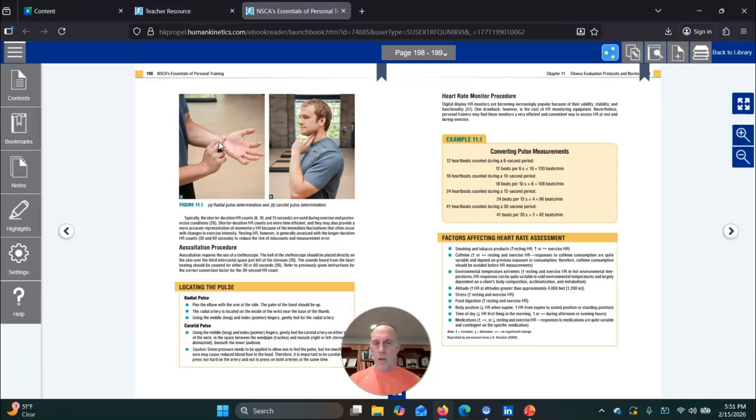So a couple things they note here in terms of factors that affect heart rate: smoking, caffeine, environmental factors. Things that you should probably have yourself acquainted with before you take the test itself, because those will have an effect on the actual outcome.